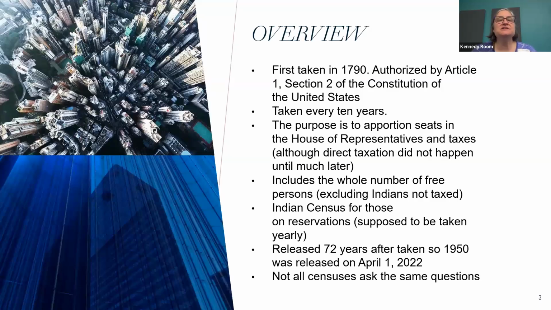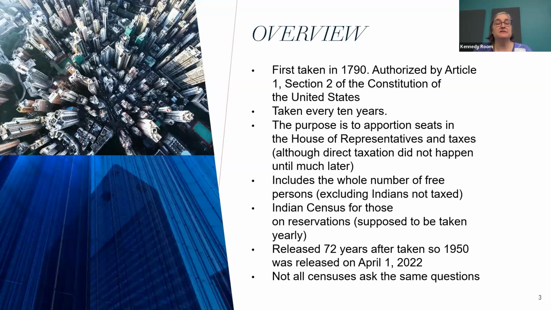So just a brief overview reminding us of where we've been with the census. The first census was taken in 1790 after we had our American Revolution and became a country. It was authorized by Article 1, Section 2 of the Constitution of the United States. Because if you're going to be a democratic republic, you've got to figure out who can vote and who can represent and how many people go in the House of Representatives and all of that.